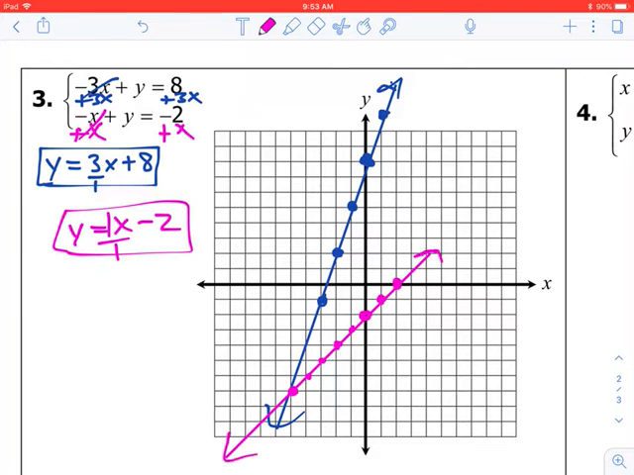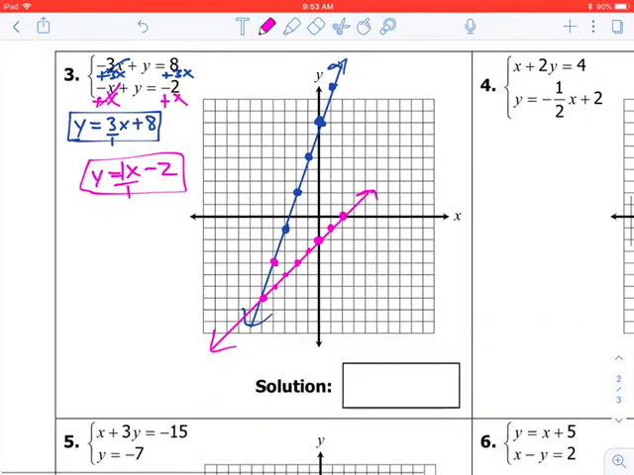Okay, so just to make sure, down 3, left 1, and there it is. So my solution, that looks like negative 5 for the x value, and then negative 7 for the y value. And there's my final answer.